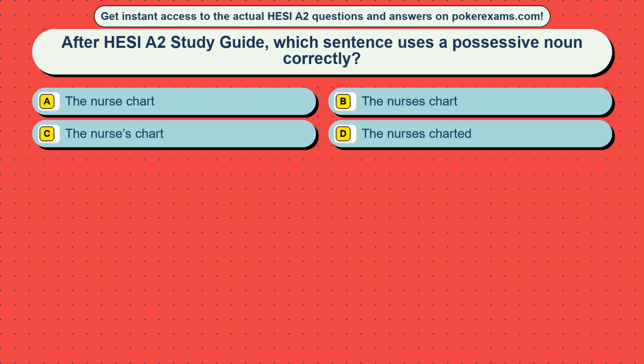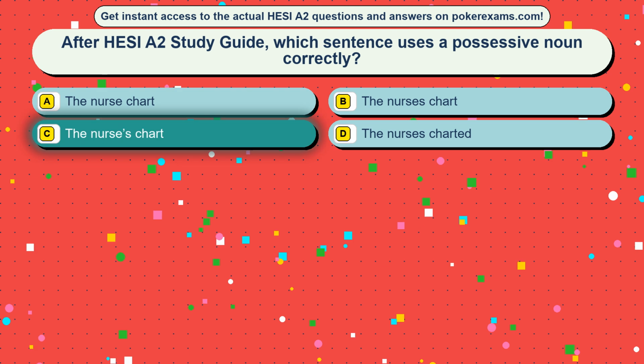Option A, the nurse chart. Option B, the nurse's chart. Option C, the nurse's chart. Option D, the nurse's charted. The correct answer is option C, the nurse's chart.